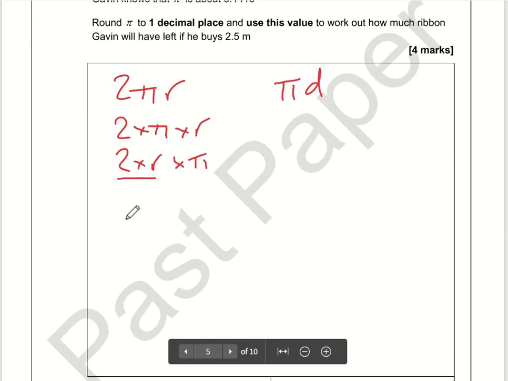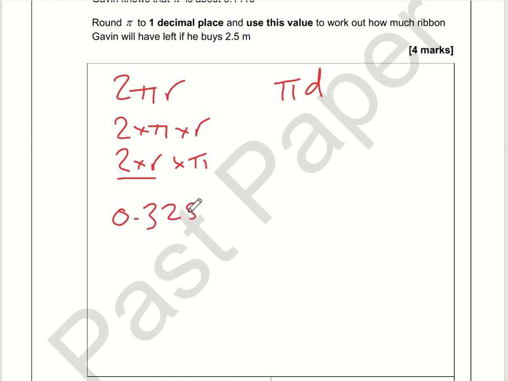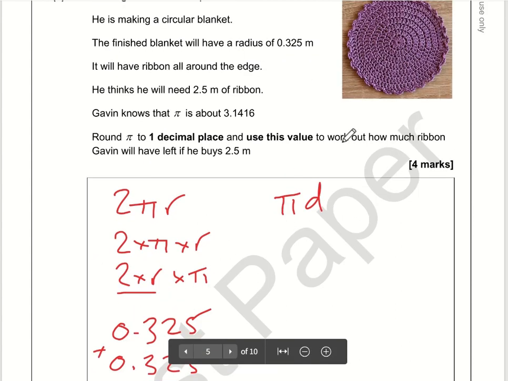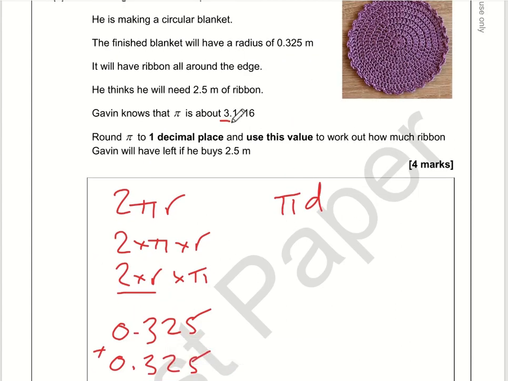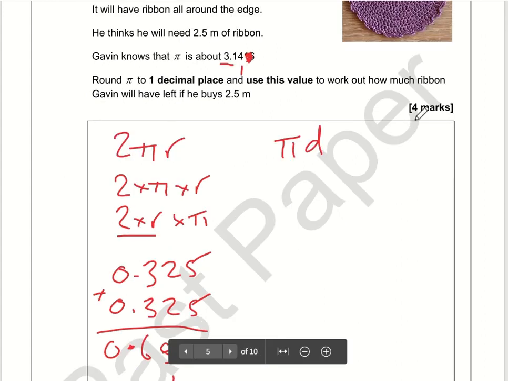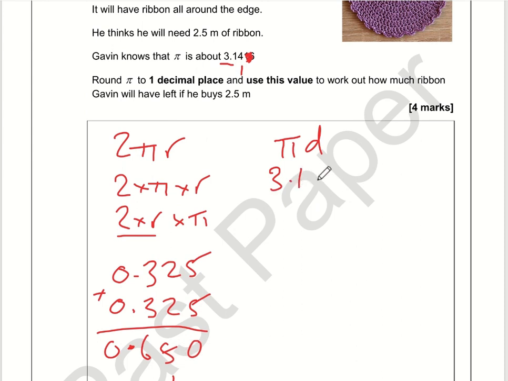So first of all I need to double that, so 0.325 plus another 0.325, put a decimal point in line. 5 plus 5 is 10, carry 1, 2 plus 2 plus 1 is 5, 3 plus 3 is 6, 0.650. And we've been told to round pi to 1 decimal place, so we're looking at the second decimal place, which is a 4, so that'll round down to 3.1. So what we need to do here is 3.1 times 0.650.